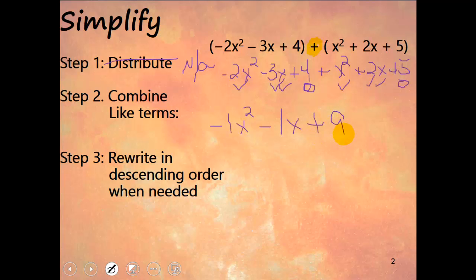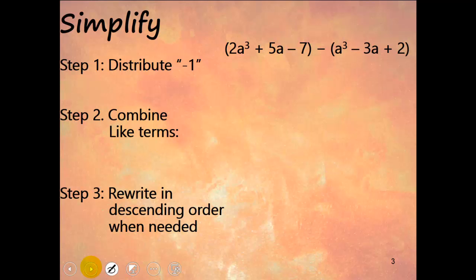Now to write it in descending order, I look at my polynomial and I look at my first letter that comes alphabetically and I write those in descending order, which means my highest degree goes first. So this one is already in descending order, so this is negative x squared minus x plus 9.